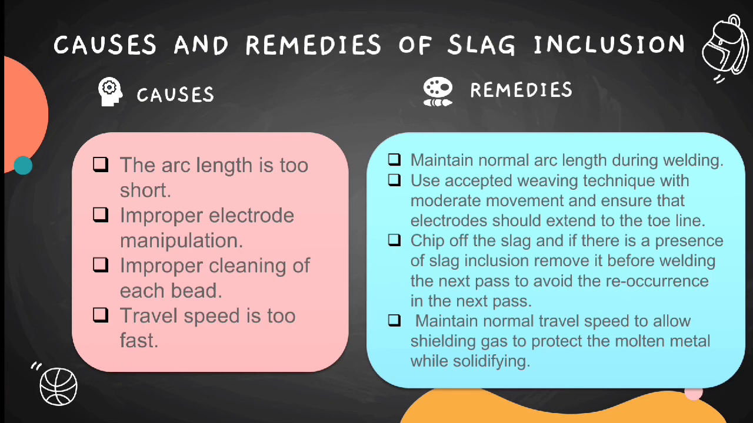Number 1, we have to maintain normal arc length during the welding. Number 2, we must use accepted weaving technique with moderate movement and ensure that electrodes should extend to the toe line. Number 3, chip off the slag, and if there is a presence of slag inclusion, remove it before welding the next pass to avoid its recurrence.